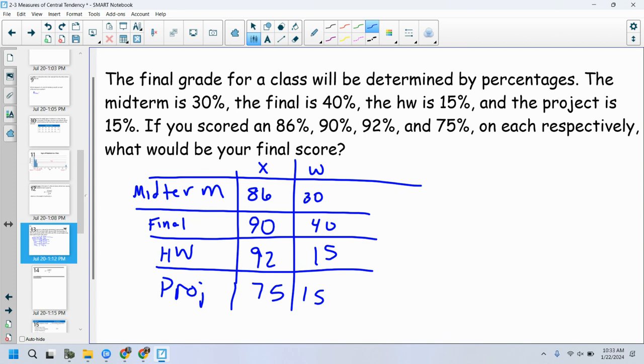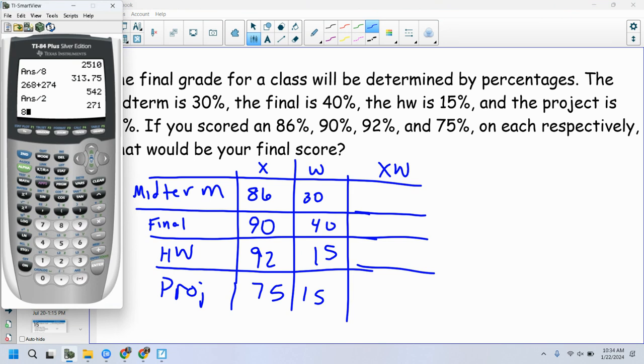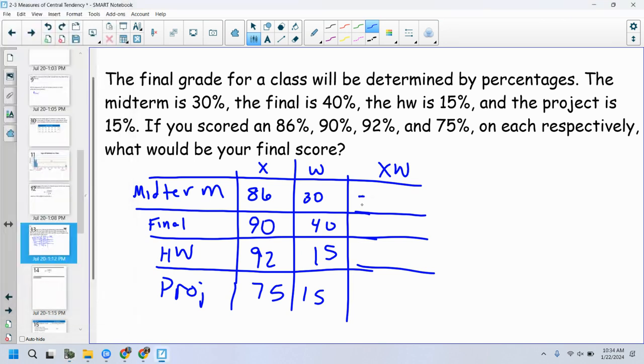Okay, so now what we need to do is find the sum of xw's. So I'm going to add in another column here and find xw. Now, when you're working with grades, I like to use the weights as decimals instead of percentages. So I'm going to use 0.3, 0.4, 0.15, 0.15. Okay, so we got 86 times 0.3, which gives me 25.8.